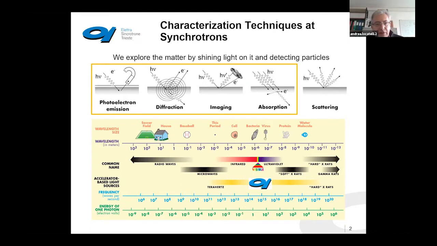And soft X-rays of this kind are just great to perform a number of spectroscopies. Today, I will mainly concentrate on photoelectron emission and absorption spectroscopy. But of course, you can employ the same spectroscopy to perform different kinds of experiments, and in particular imaging, and thus microscopy, and of course also diffraction.